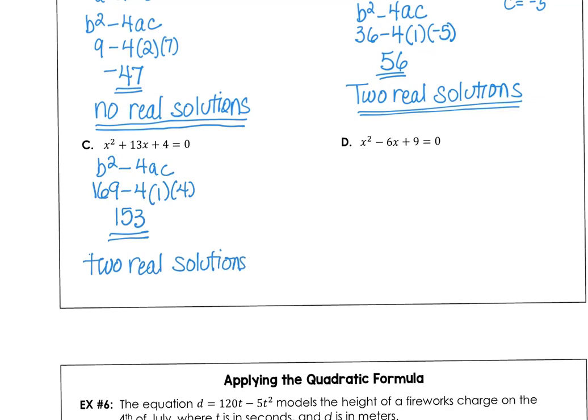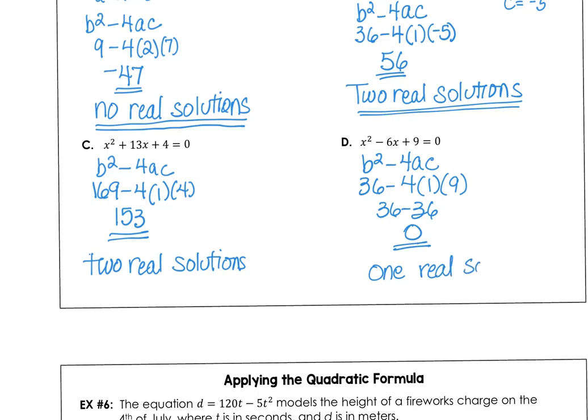And then lastly, x squared minus 6x plus 9. This looks like a perfect square. So b squared minus 4ac is 36 minus 4 times 1 times 9. And it is a perfect square trinomial. When we get 0 for the discriminant, that means there's only one real solution. The parabola is sitting on the x-axis at the 0.